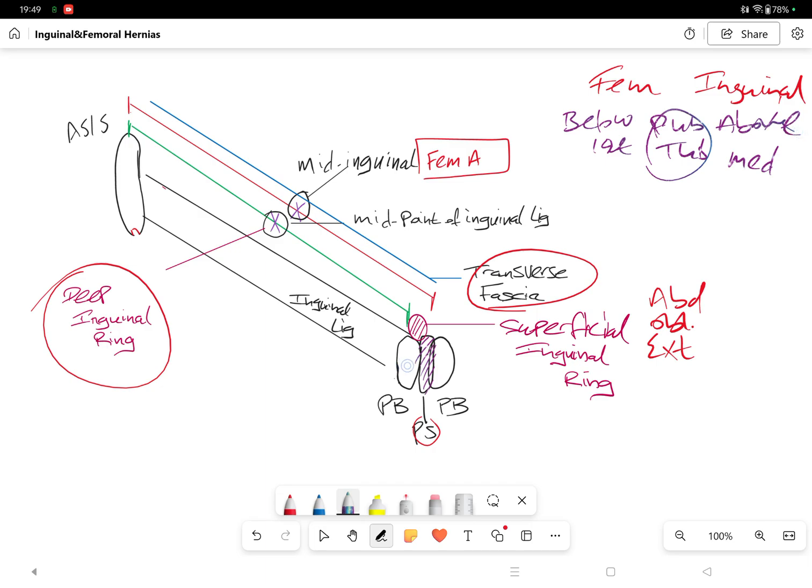So if you look at the pubic tubercle, notice where the superficial inguinal ring is, and your inguinal hernias essentially will outpouch through the superficial inguinal ring or otherwise.